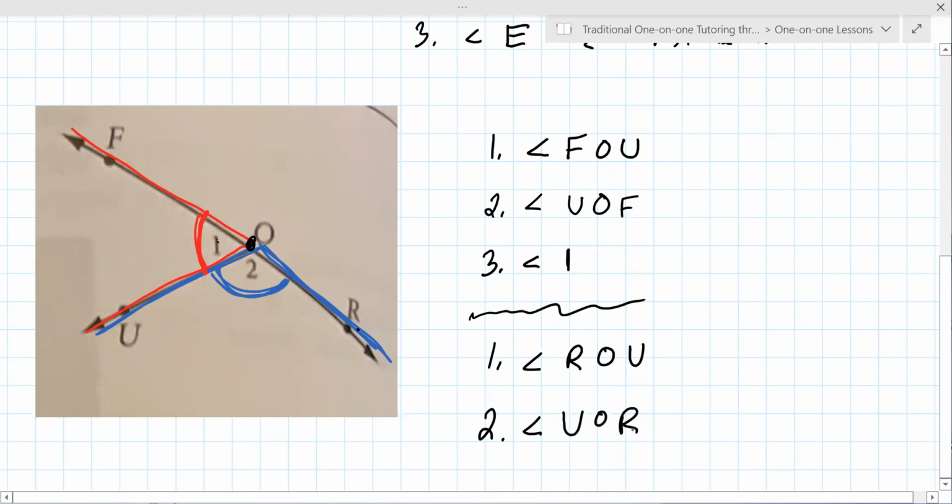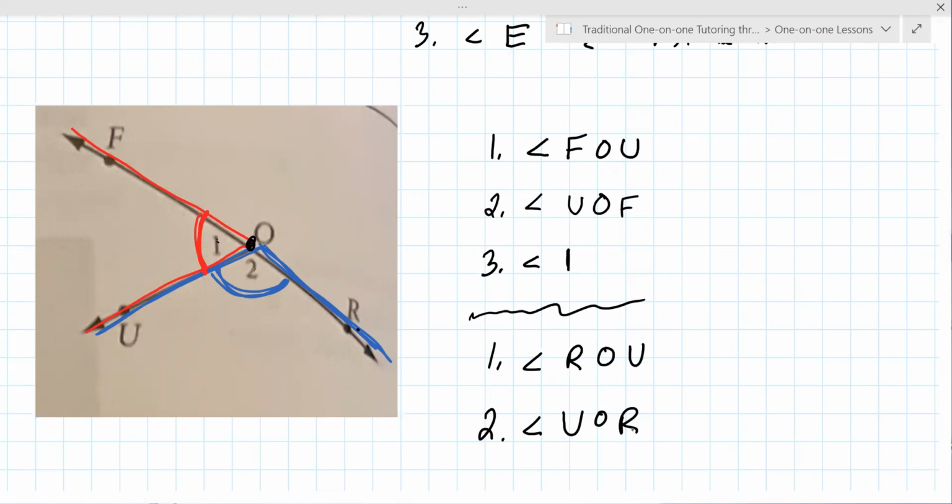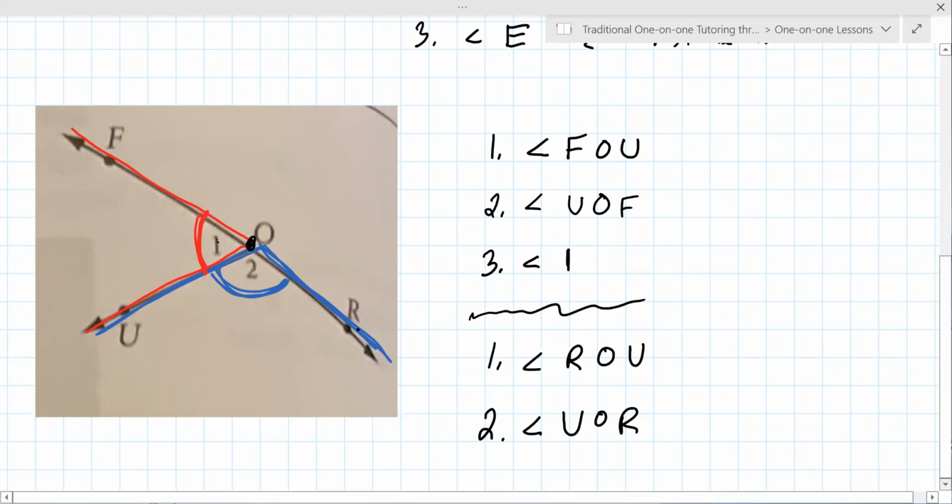U-O-R is the flip of that. And then again, the problem is that you can't just refer to it as letter O, because O could be angle 1 or angle 2. So you can actually say angle 2 this time.